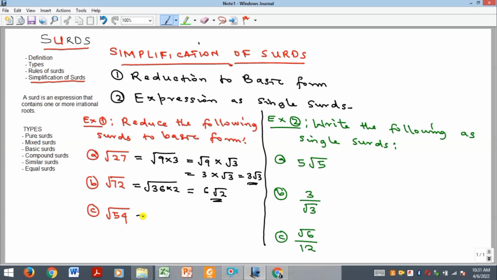And finally, for the example here, I can split this into 9 times 6, and that will give me 54. So the square root of 9 is 3, and so I'll just bring it out, and that will give me 3 root 6, and that's the solution to that problem.